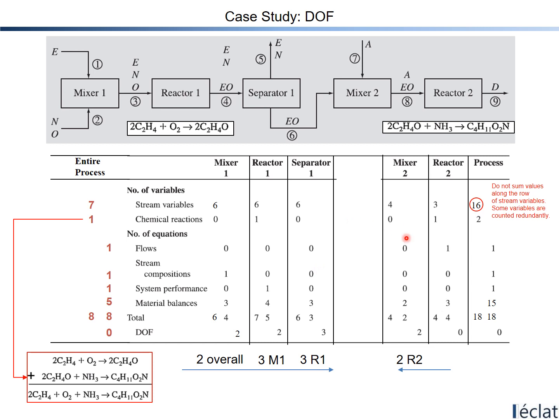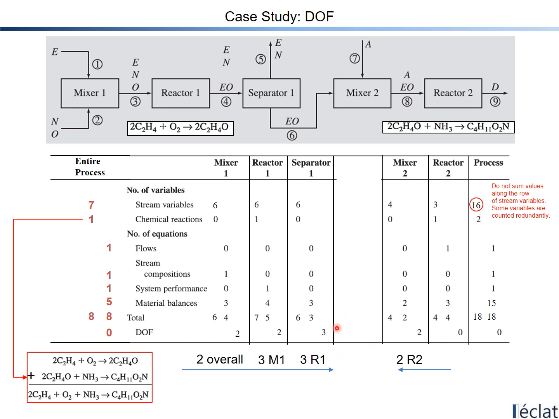Then how about mixer 2? Degree of freedom 2 for mixer 2. After the calculation about separator 1, we have one more piece of information as the input variable for mixer 2. But the degree of freedom is 2, so 2 minus 1 is equal to 1. We need one more piece of information. So we have failed to use the additional information from separator 1.